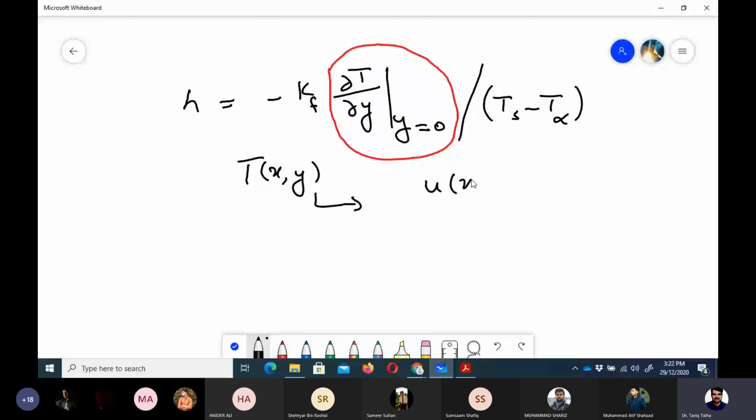u(x,y) and v(x,y). Now you would be wondering why, in order to get T, we need the u and v velocity. The answer is the set of equations which govern the flow for any fluid flow situation. That set of equations is called the Navier-Stokes equations.